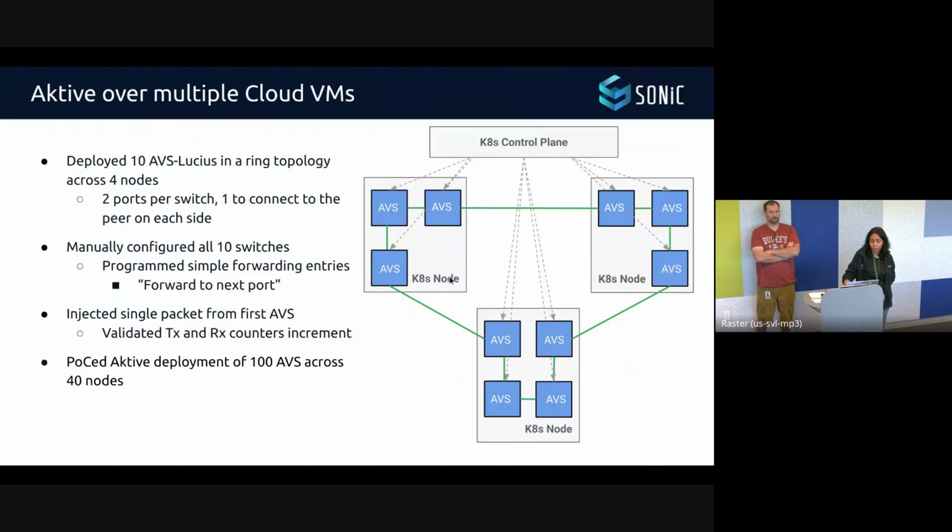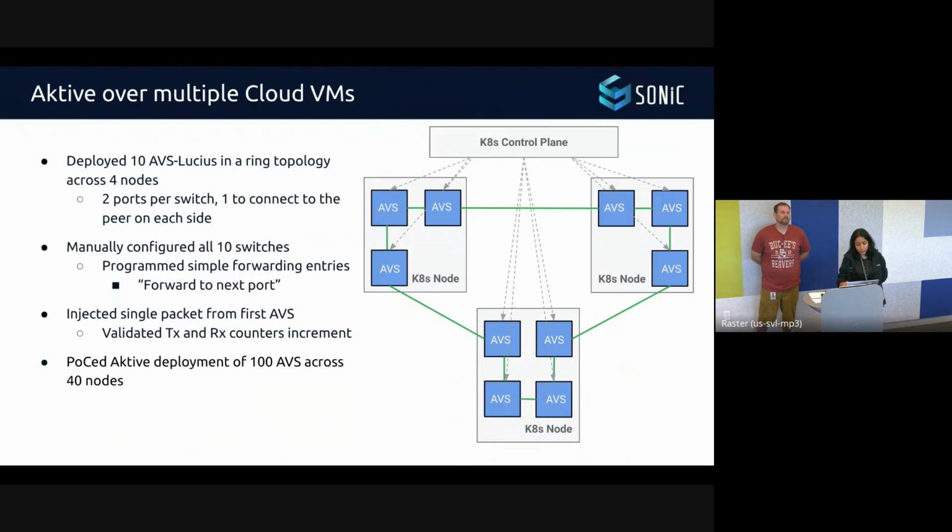When I say Kubernetes node, I'm talking about a GCE instance, a GCE VM, a Google Cloud VM. So these are really 4 different Google Cloud VMs, the emulation created and deployed, load balancing the 10 virtual switches across these 4 different GCP VMs.